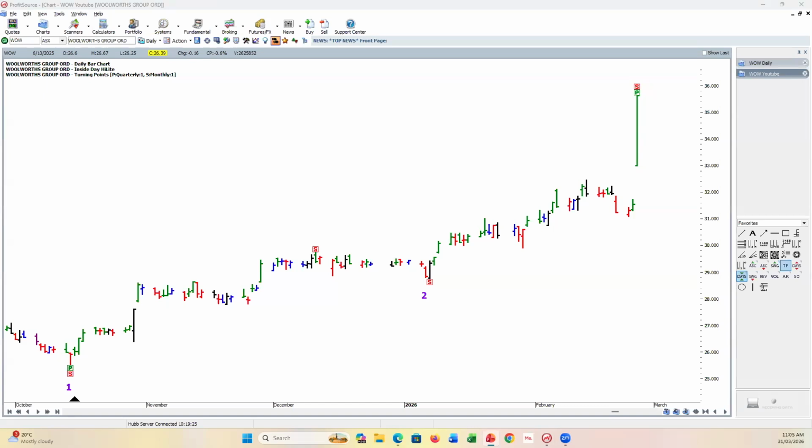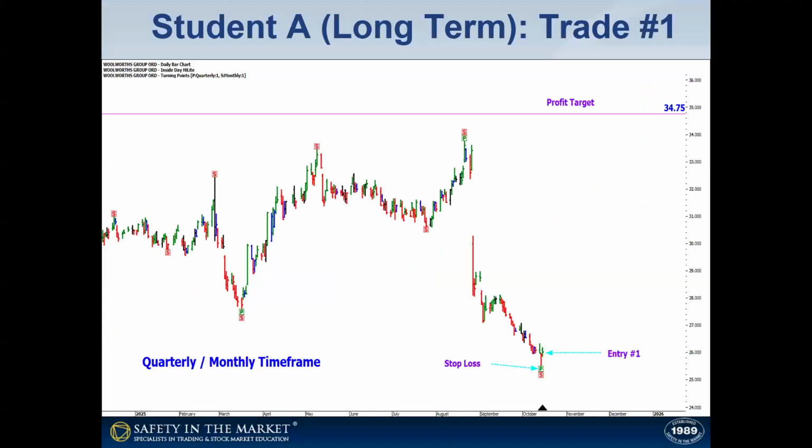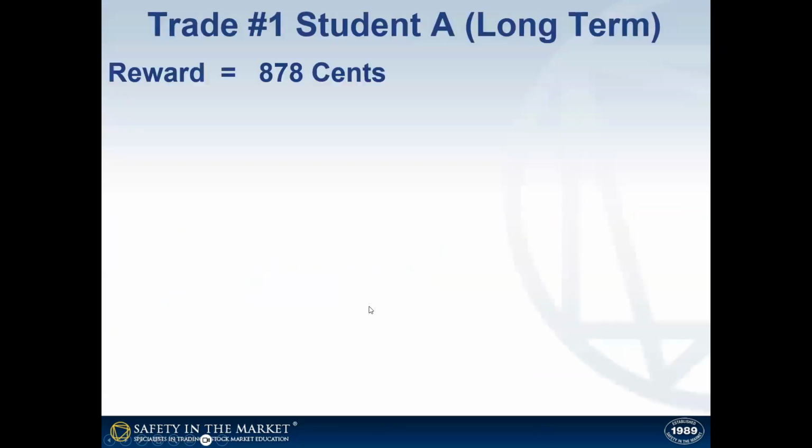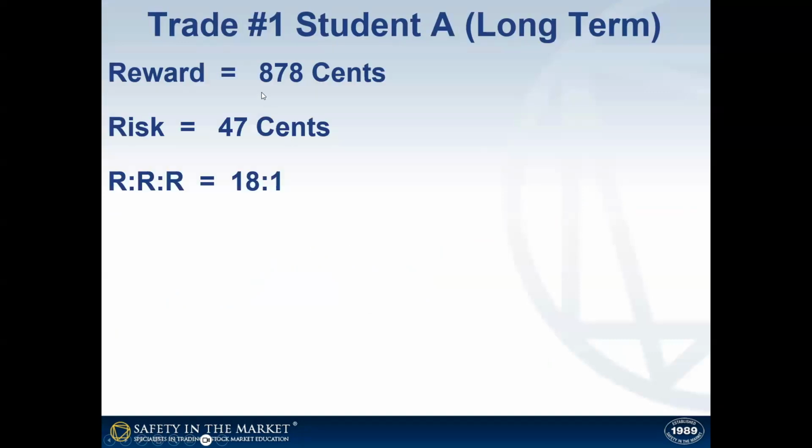and I'll just show you some details of his trading. That was his first trade there, stop loss underneath that entry there in October. And trade 1 had a reward to risk ratio of 18-1. And that's the beauty of having those long-term trades. You get a nice big reward, and if you can get in really close, you can keep your risk down.